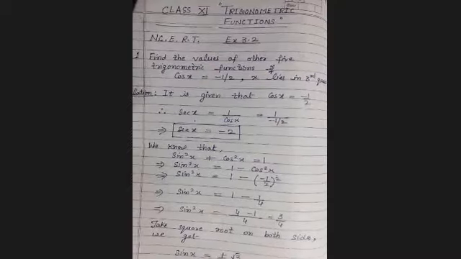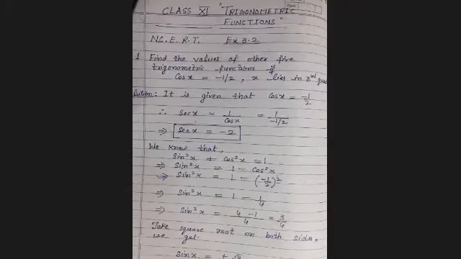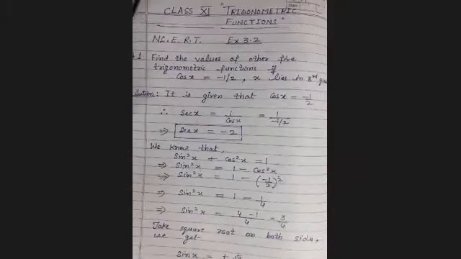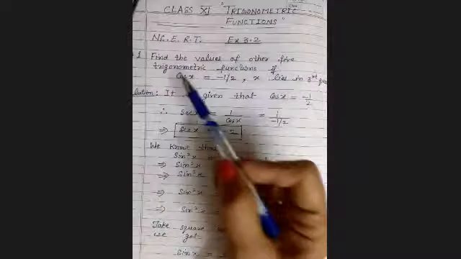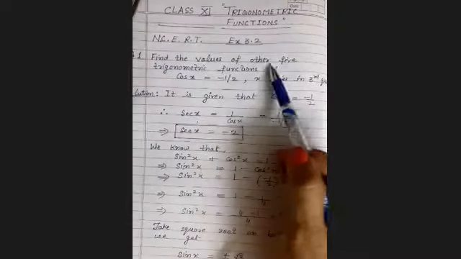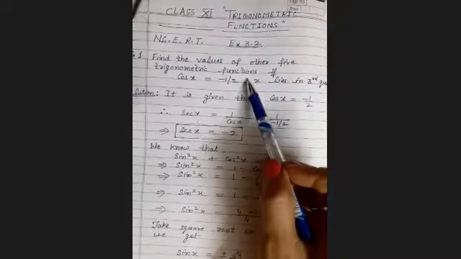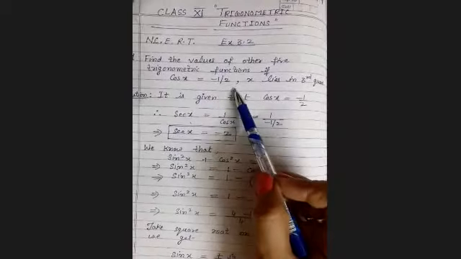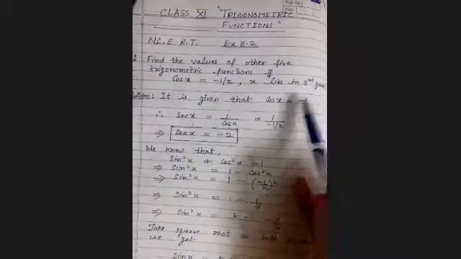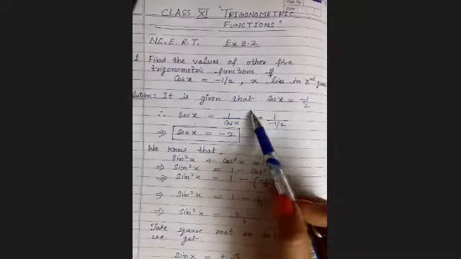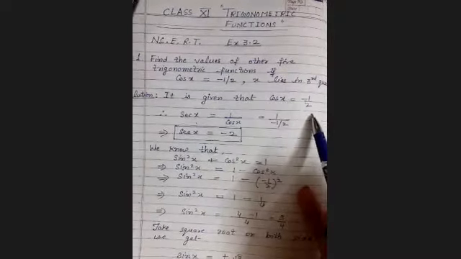Today we will discuss questions from NCERT exercise 3.2. Let us read the first question. Find the values of the other 5 trigonometric functions if cos x equals minus 1 by 2, and x lies in the third quadrant. It is given that cos x is equal to minus 1 by 2.